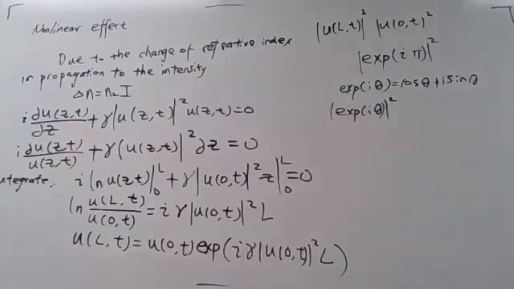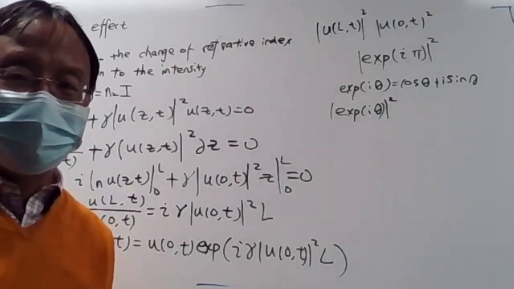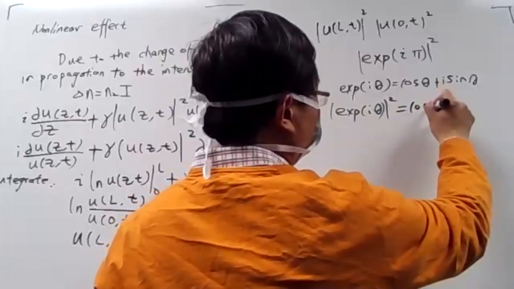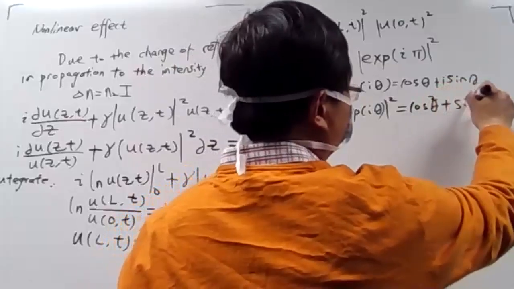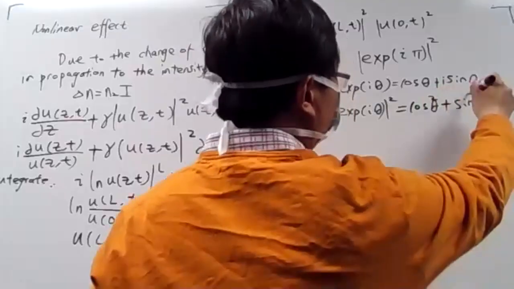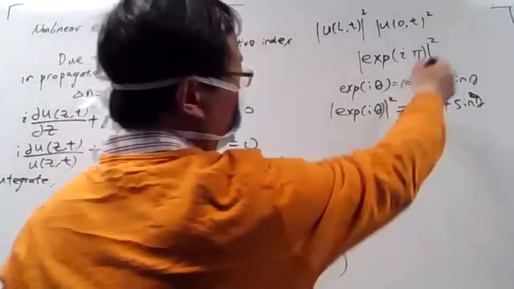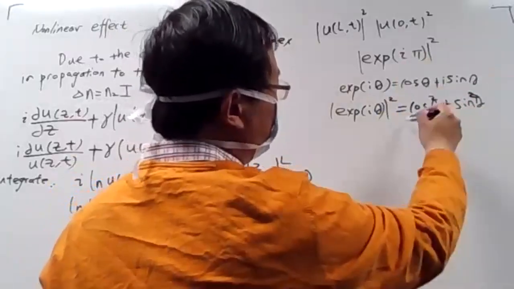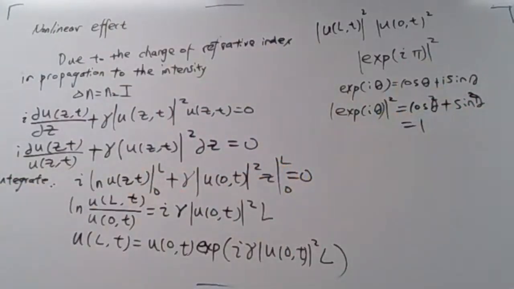How much is the absolute value squared of the exponential i theta? It's going to be 1, right? That will be 1. It is actually cosine theta squared plus sine theta squared, because you need to take the absolute value and square. So this is cosine squared theta plus sine squared theta, equal to 1, right?